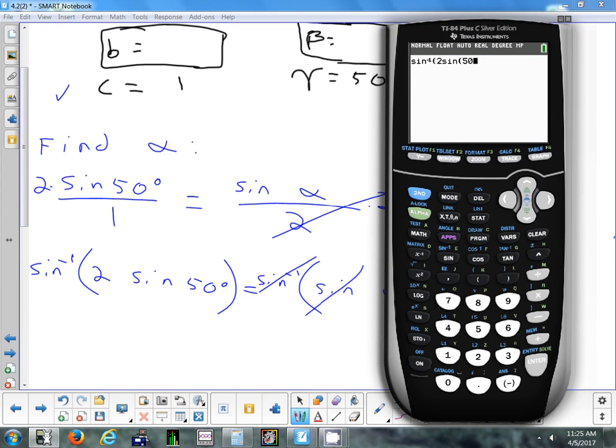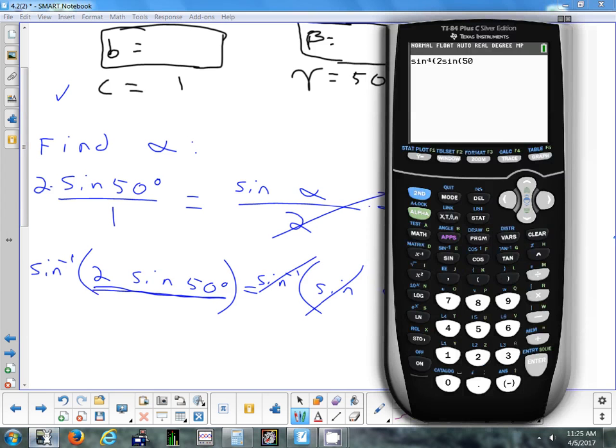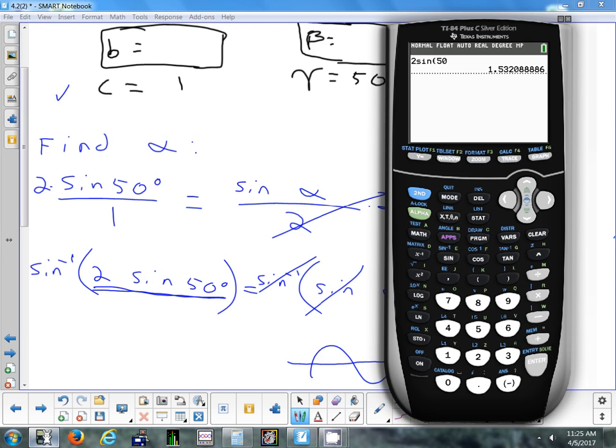So let's look at this number for a second. Okay, 2 sine 50. Let me just get rid of the first part. Roughly 1.5. So if you graph sine, like we did last week, what's the highest that sine ever goes? 1. The number that we're plugging in right here is 1.5.